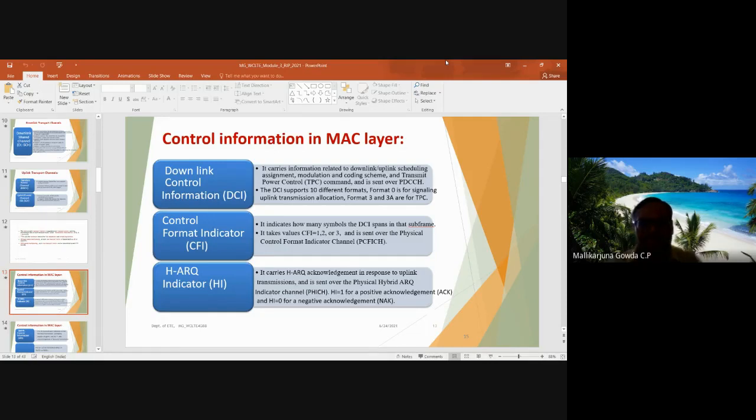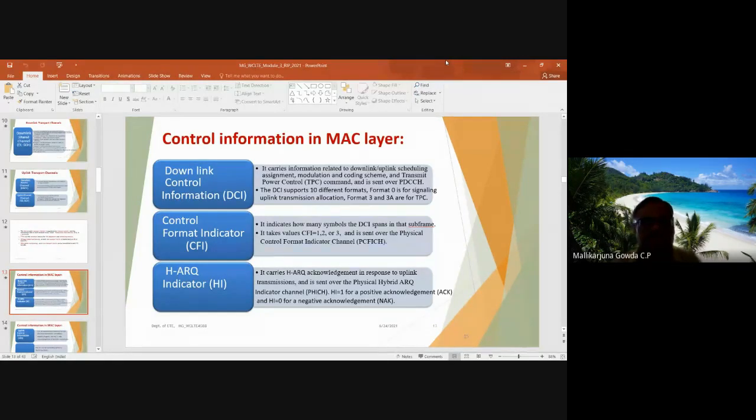ARQ indicator channel. Since we have not yet discussed the physical channels, you need to understand that. I will come to that. So this information will be sent over the physical hybrid ARQ indicator channel. In short, we say it is PHICH.